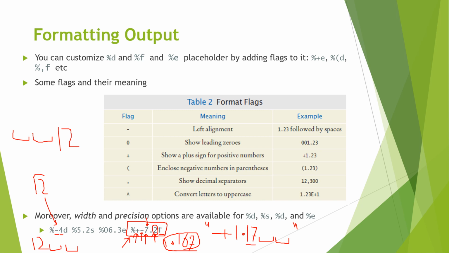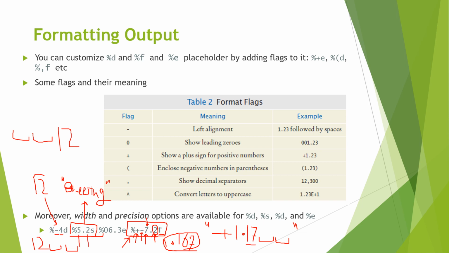And finally, let me show you something about %s. Let's say you want to print hello world. Well, that's not a good idea. Let's say the string is greetings. And you want to print this string using %5.2s. So what I need to do is take care of the precision option and the width option.